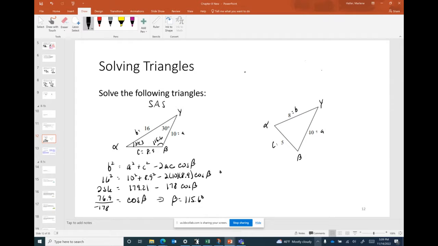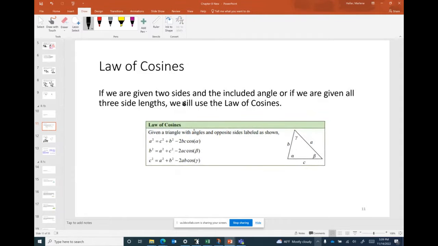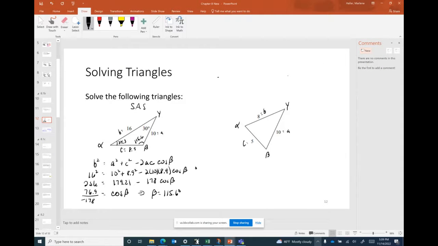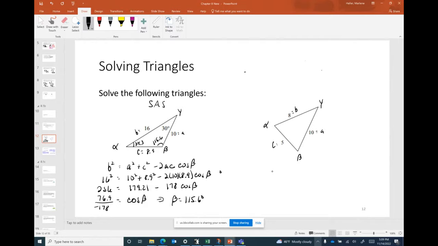So that means I want to use the version of the equation that has alpha in it. The version I want is this first one here, because that's the one that has alpha in it. So A squared, or 10 squared, equals B squared plus C squared minus 2 times B times C times the cosine of alpha. So 10 squared equals 8 squared, since B is 8, plus 5 squared, since C is 5, minus 2 times 8 times 5 times the cosine of alpha.